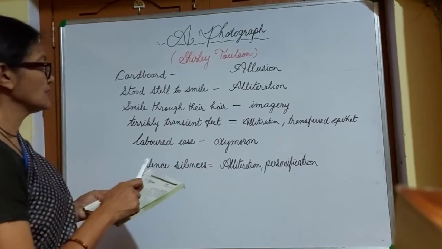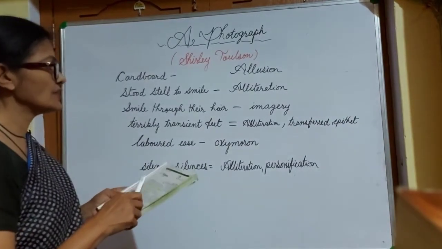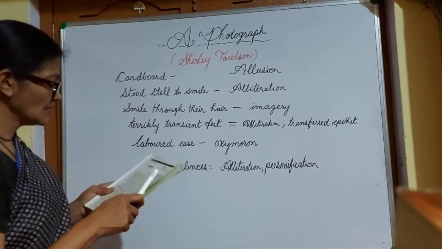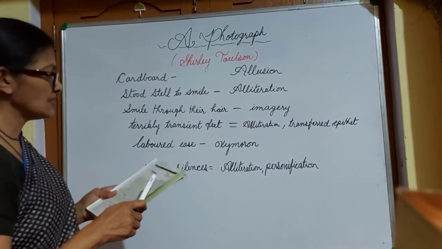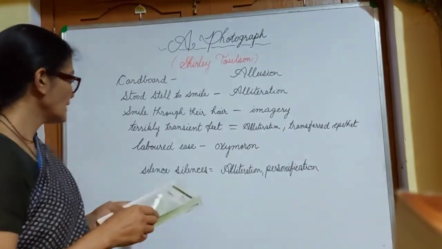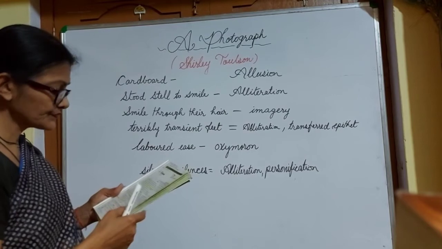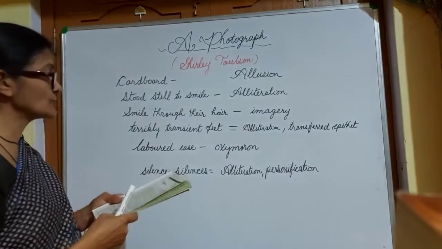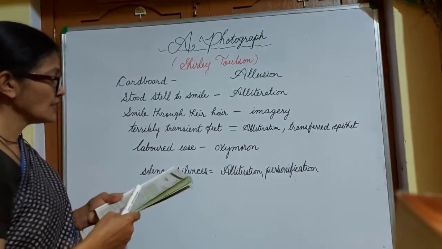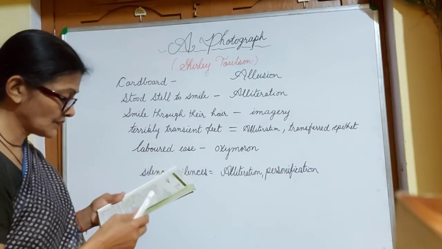Terribly transient feet. We have used two poetic devices. One is alliteration and the second one is transferred epithet. Next one is laboured ease. We have used oxymoron over here. And the last one is silence. Again, two poetic devices are used here. One is alliteration and second one is personification.